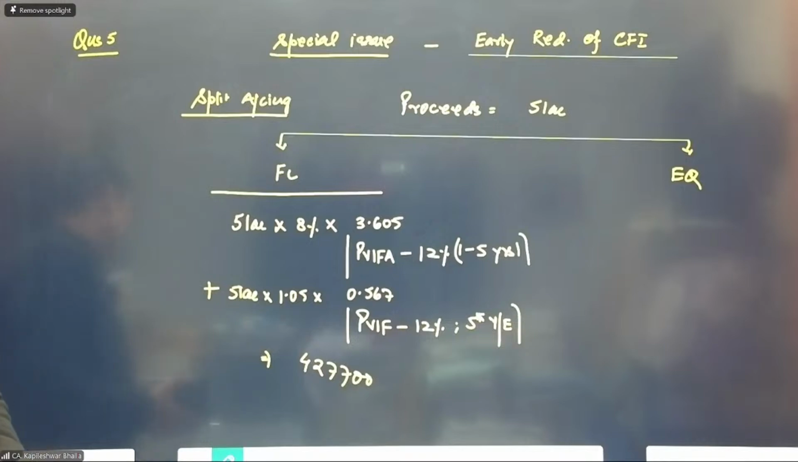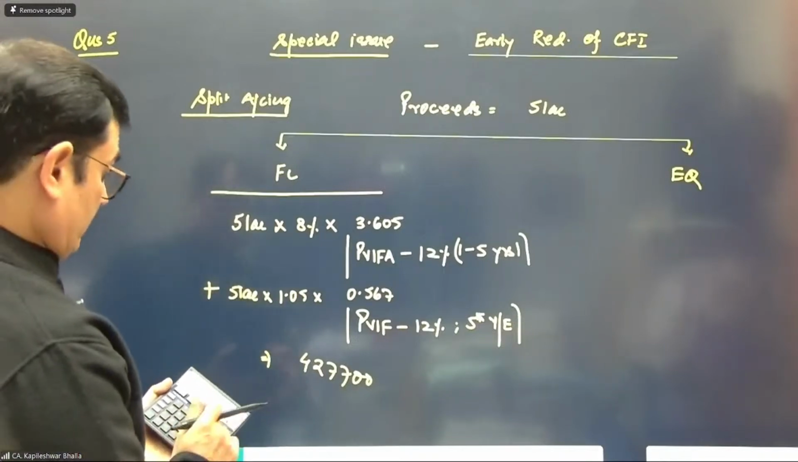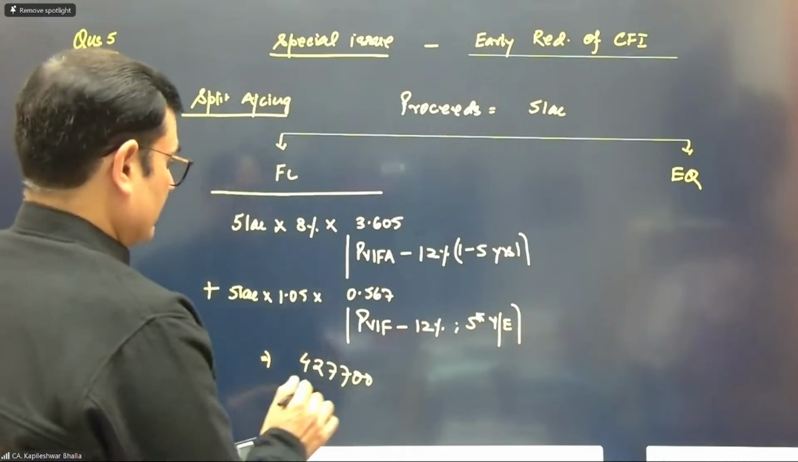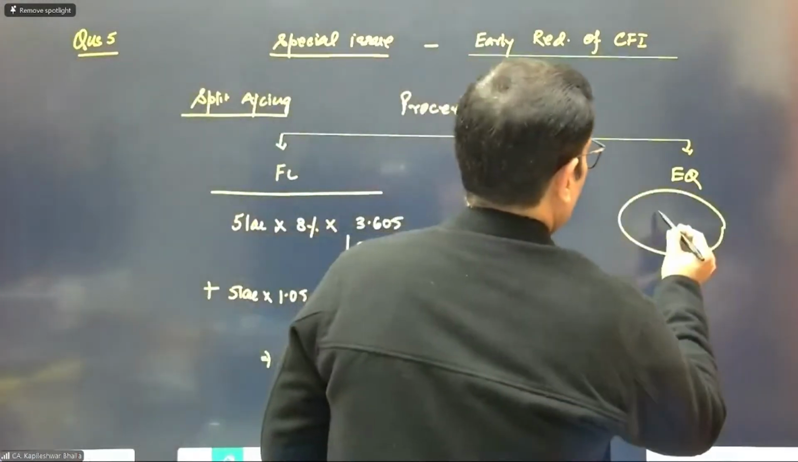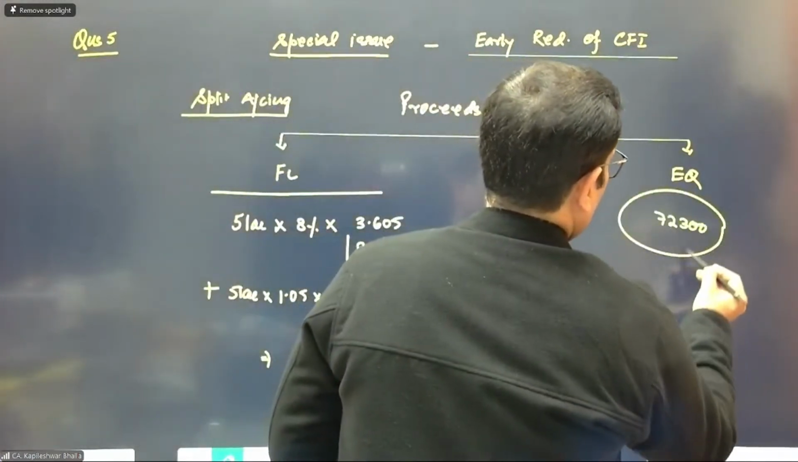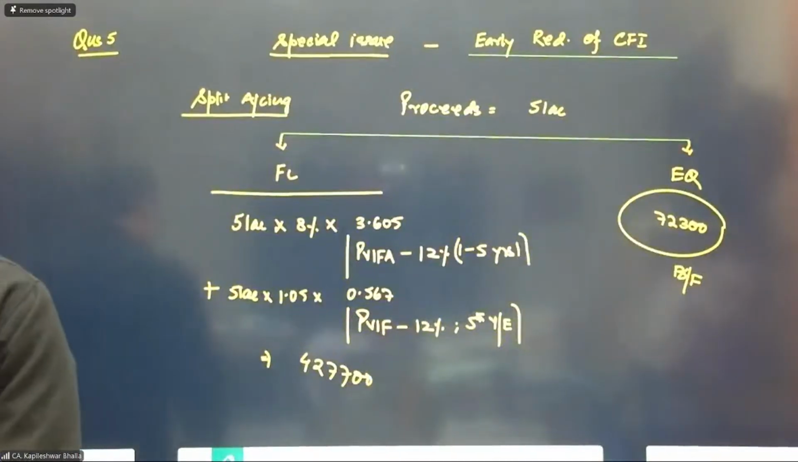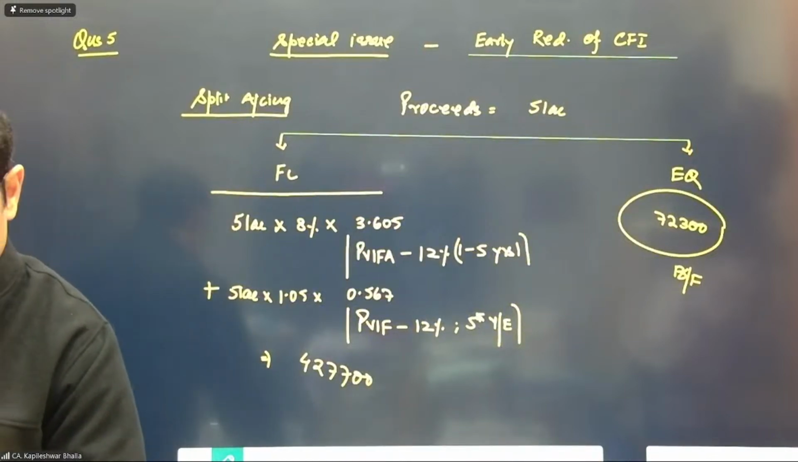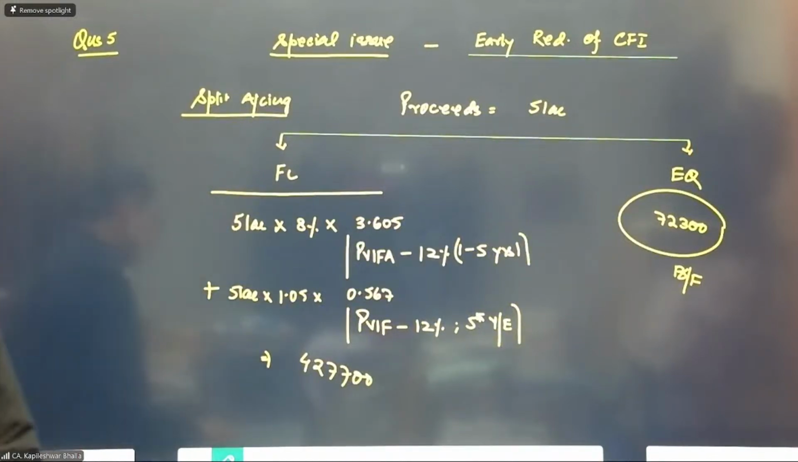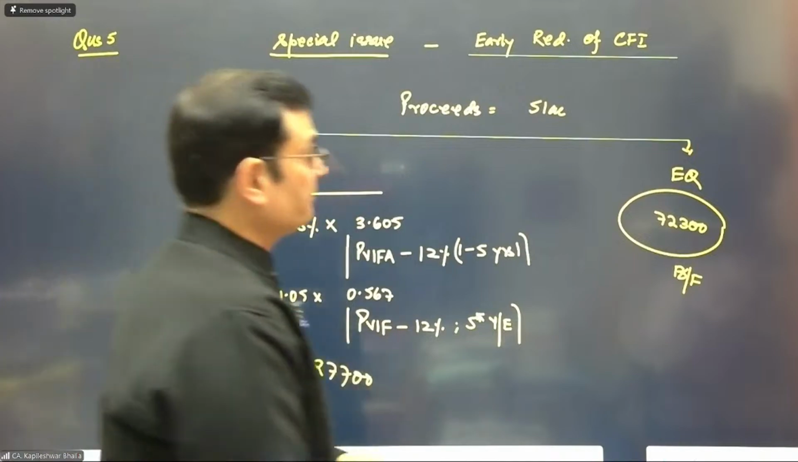So we can take the balancing figure, which is 72,300. 72,300 is the balancing figure which becomes the equity component. So we've done nothing special. We've done exactly what we've been doing so far in the question. In terms of the split accounting, we just took the difference. Now let's go further.